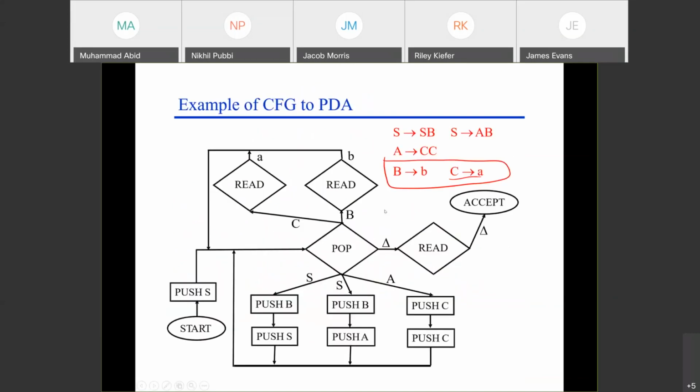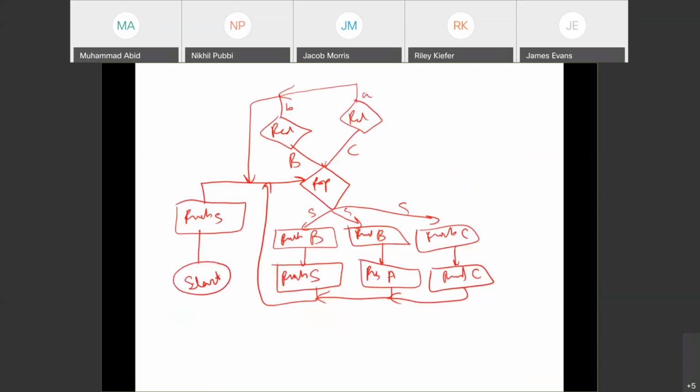Once you've done that, then you want to check whether your stack is empty and your input tape is empty, and then it should go to accept. So we will say pop: if your stack is delta and your read is delta, then you should go to accept. So this is the fixed design.